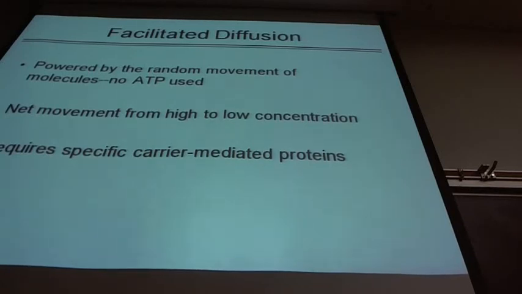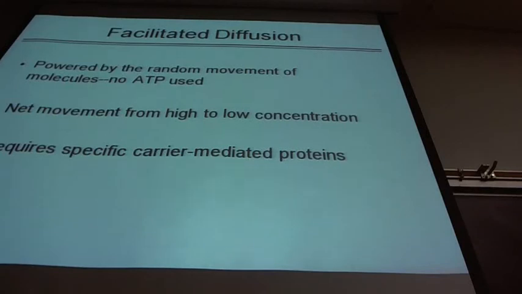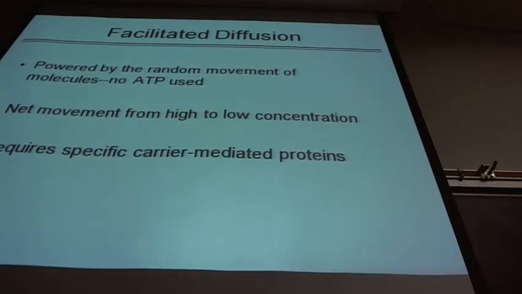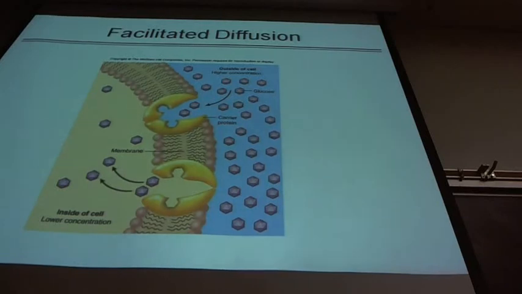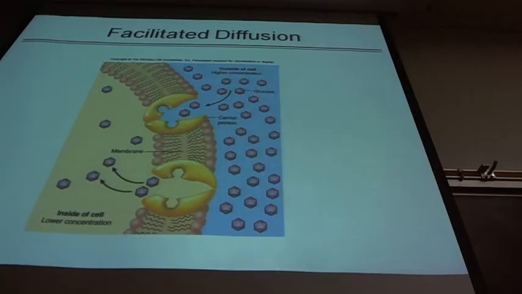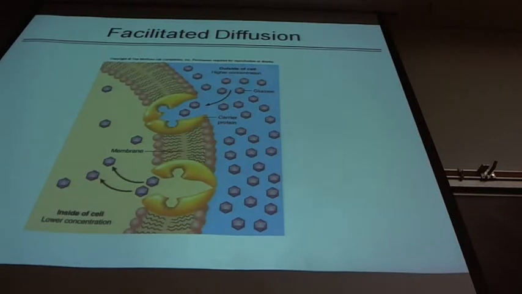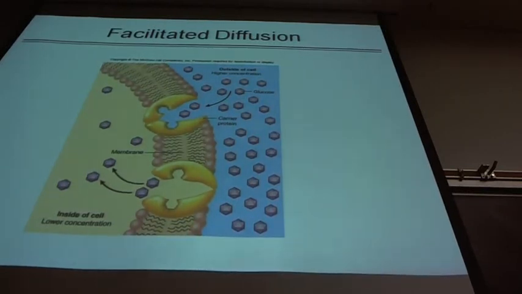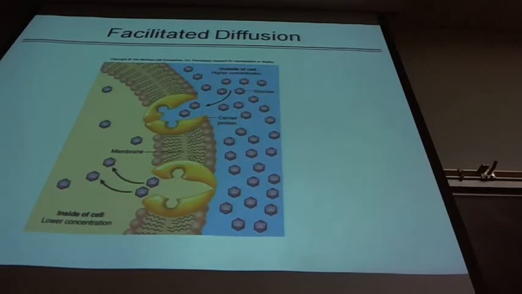Facilitated diffusion. Powered by random movement of molecules, no ATP is used. Goes from high to low concentration and requires specific carrier-mediated protein. That's why it's facilitated. Outside the cell, you have a higher concentration of glucose. You have a carrier protein. It comes in, it binds here, the protein changes shape, and it dumps the glucose in. That is not an active transport, but it is facilitated because they've got to go through these protein gates.